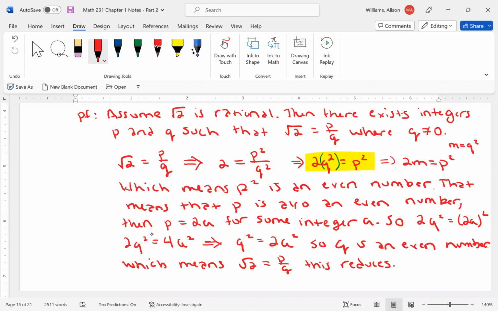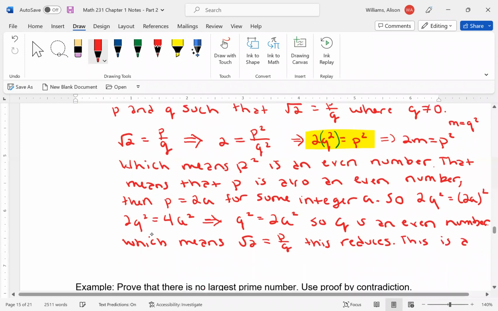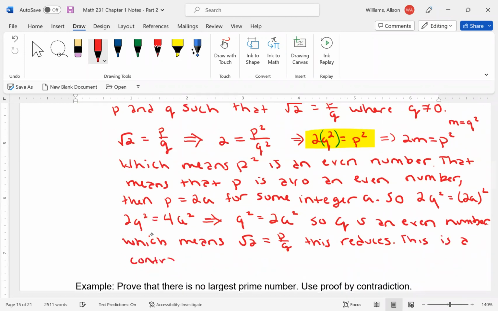And in fact, if it reduces, maybe it reduces to a non-fraction, like a whole number. And that's a problem. That means our original assumption is problematic because we were able to show that there were different integers that we should have used at the beginning to represent square root of 2. And where does that end? It doesn't. It never ends. So this is a contradiction, since p over q is the reduced form.